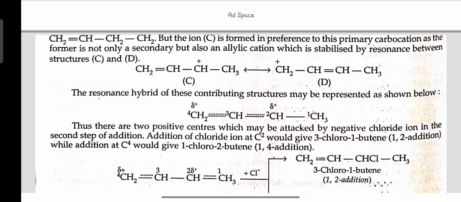Thus, there are two positive centers which may be attacked by the negative chloride ion in the second step of addition. Addition of chloride ion at carbon 2 would give 3-chloro-1-butene, while addition at carbon 4 should give 1-chloro-2-butene.